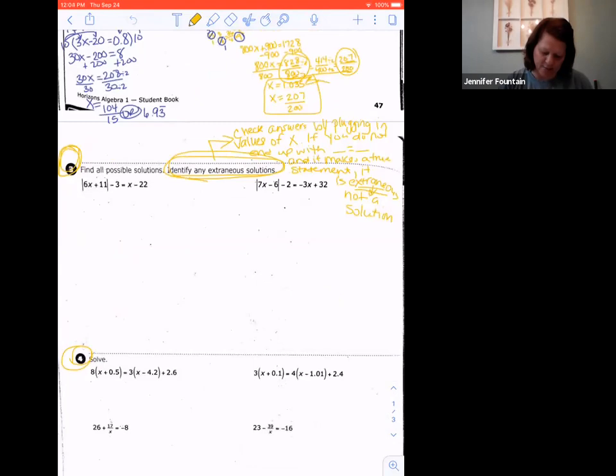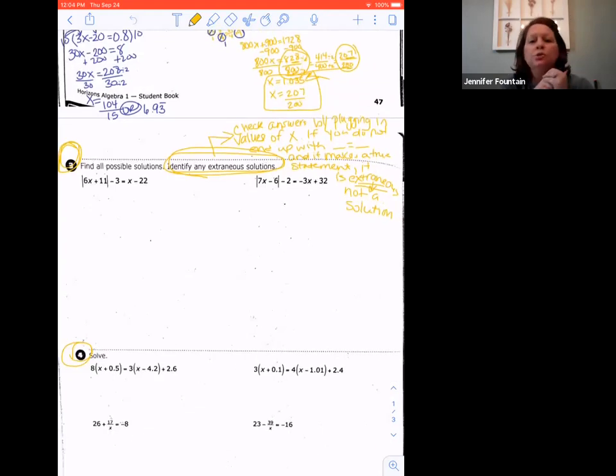We're going to have activities 3 and 4. The only ones that you have to check for extraneous solutions are those ones with absolute value, because remember we talked about with absolute value, it could be a positive or it could be a negative. We don't know, so we have to test for both answers.